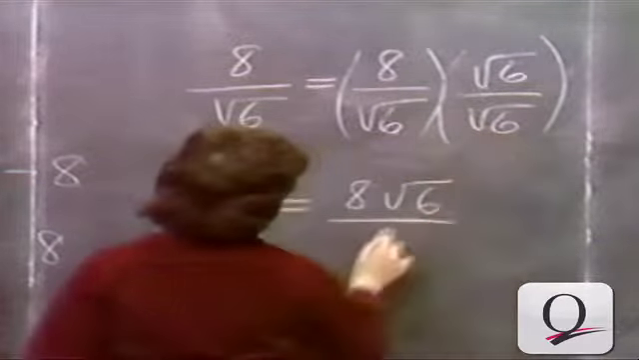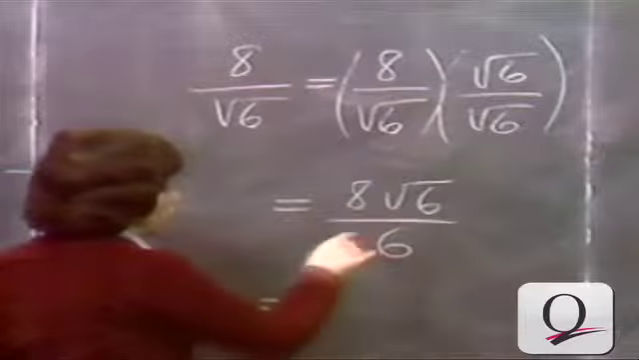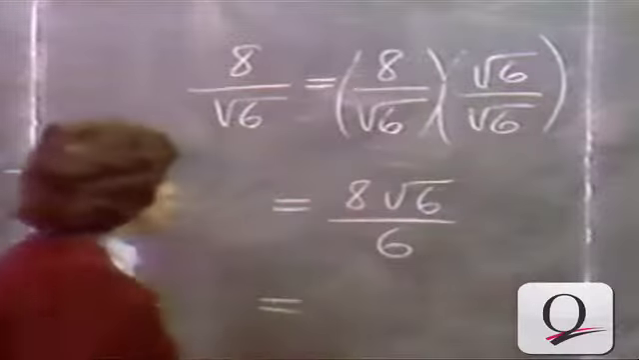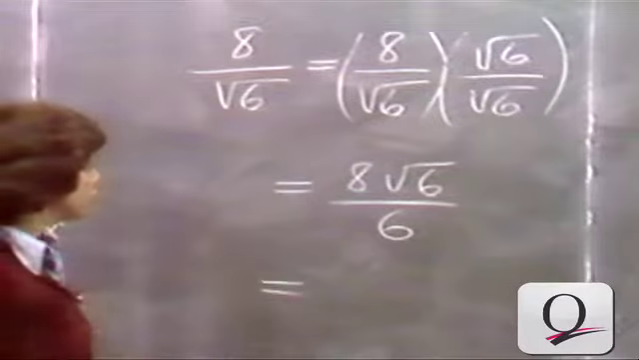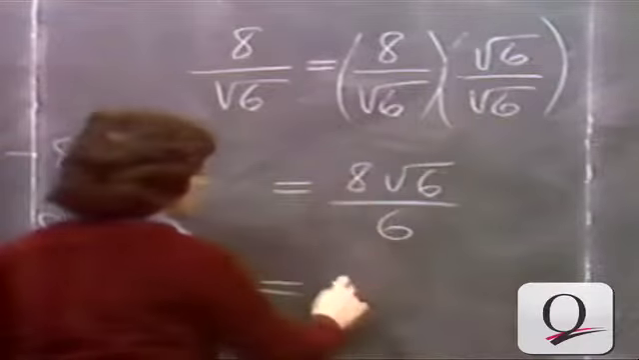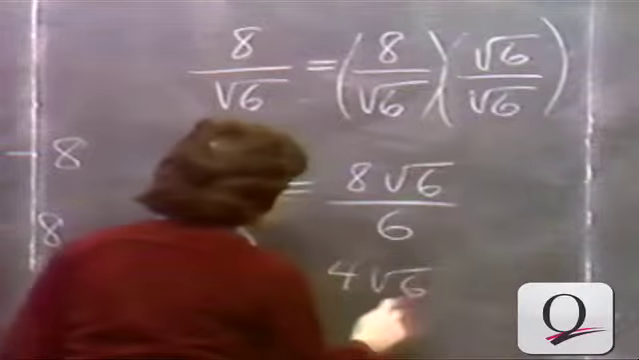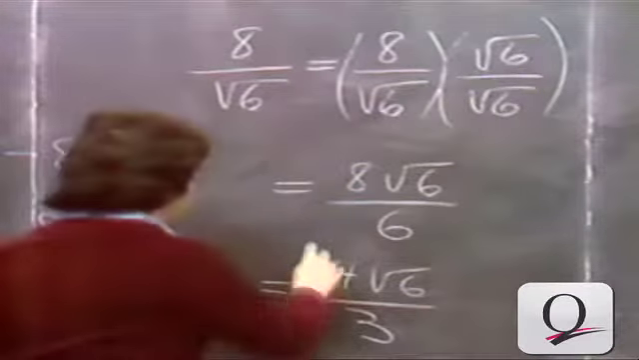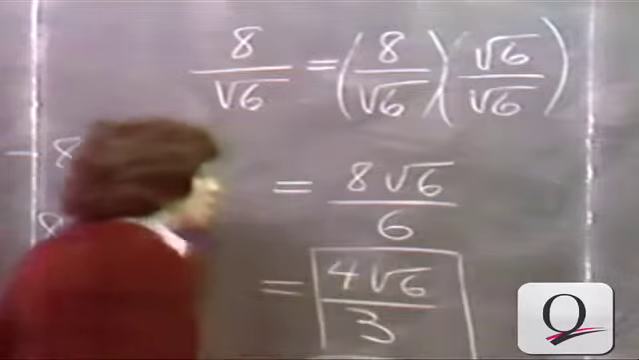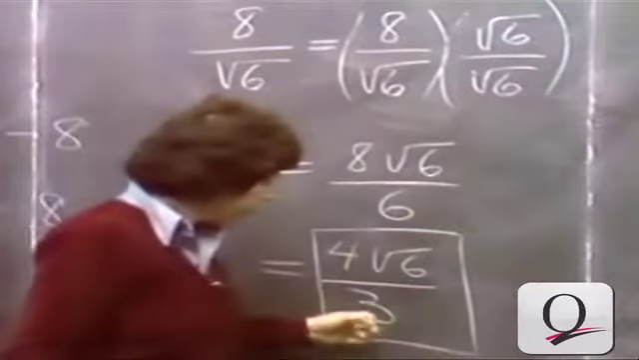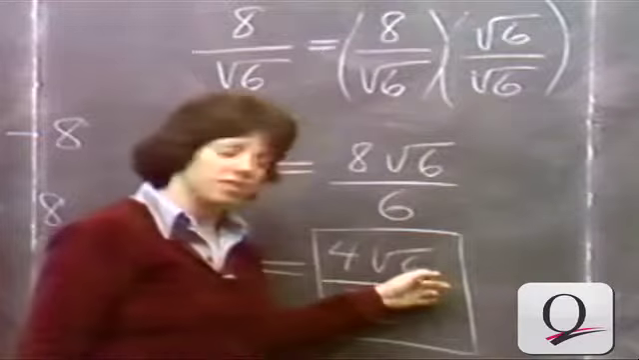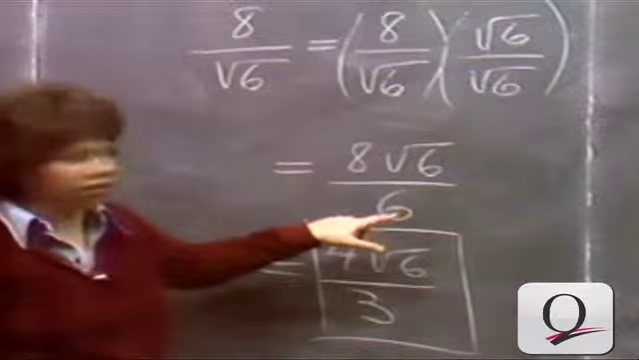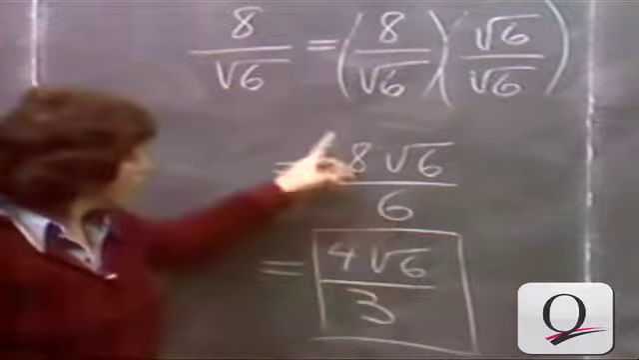Okay, and we're not quite finished yet because we can certainly reduce this. 8 and 6 have a factor in common. You can divide numerator and denominator by 2. 8 divided by 2 gives you 4, and 6 divided by 2 gives you 3. This is the final answer. We cannot go any further. Don't think you can then take the 3 and divide it into the 6 here. There is a difference. The 8 and the 6 were both outside of the radical. Okay, 8 over 6 could be reduced to 4/3.